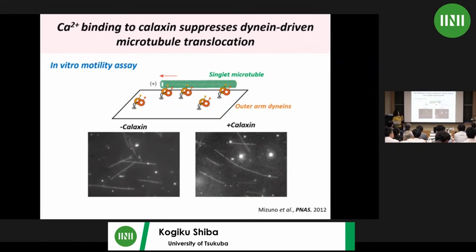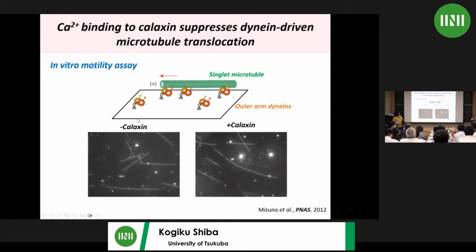This is another experiment to examine calaxin function. We isolated the dynein from Ciona sperm, and this is an experiment to examine the dynein activity. We purified and isolated only the dynein here, and then we put on the microtubule, which is from pig brain. This is called the in vitro motility assay. We can directly measure the dynein activity under the microscope. Here, this white line is a microtubule. You cannot see the dynein directly, but you can see the microtubule movement by dynein, which shows the dynein activity.